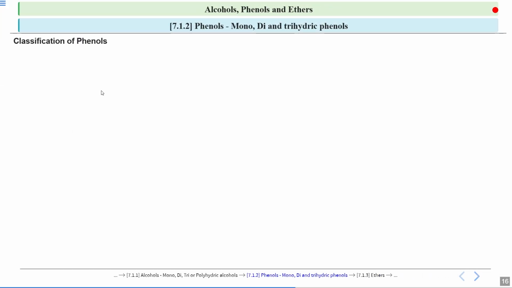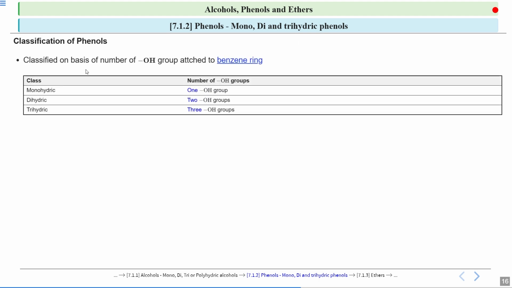So now let's talk in detail about the phenols, section 7.1.2, in which we will cover the mono, di and trihydric phenols. Let's talk about the classification of phenols. They are classified on the basis of the number of hydroxyl groups attached to the benzene ring.